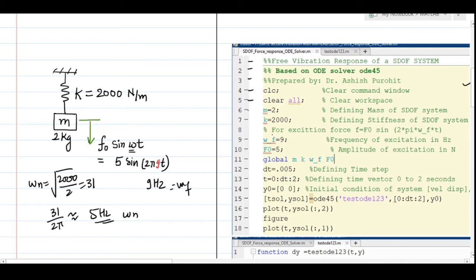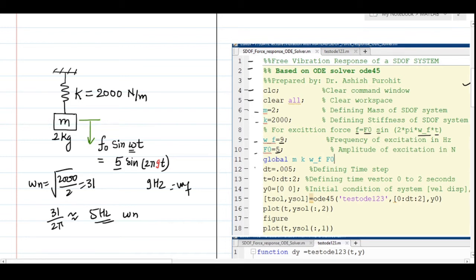Then I am writing the input for my excitation. My excitation is f naught sine 2 pi omega_f t, where omega_f is my excitation frequency in hertz and t is my time vector. Here I am giving input at 9 hertz, so this is my excitation frequency, and 5 is the amplitude of my excitation force, which is given in the question. Then I am defining that these four constants will be global constants, because I have to call a function and in that function I have to use these four constants. So I need to make them global so that I can switch from one function, one program, to another program, and use the same constants.